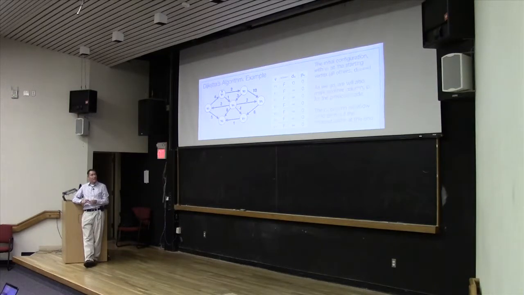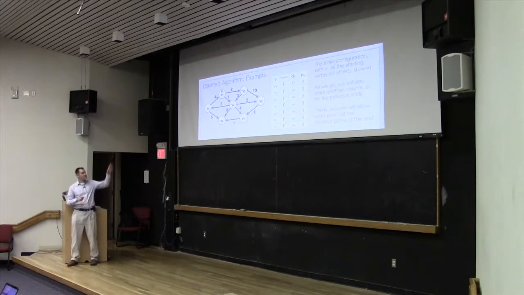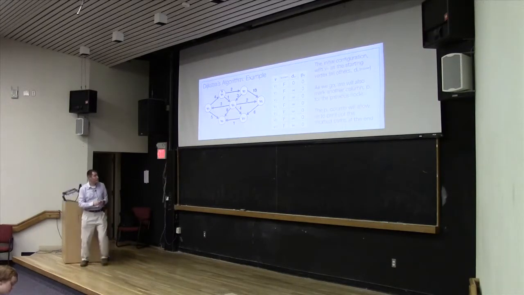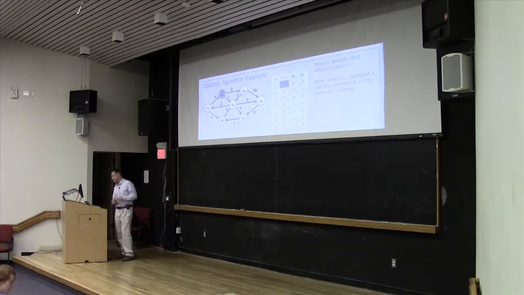Everybody else is infinity. So what we do is we say, all right, here's where we're going to start. We're going to go and we're going to mark. And by the way, we're also going to mark this column here that says what was the previous one that I came from to get my current value. That's going to allow us to print out the actual shortest path eventually as well. Okay? All right, so here's the first step.